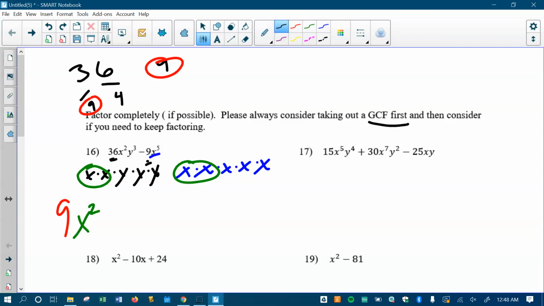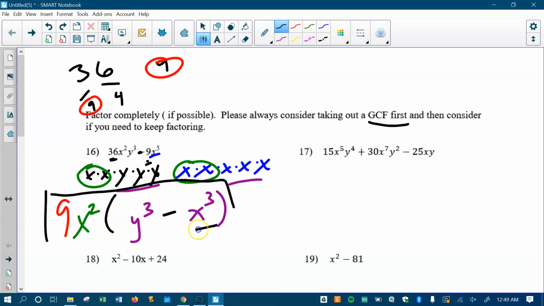Now, what's left inside? Well, what's left inside are these 3 y's, this minus sign, and then it looks like these 3 x's. And that's it. It's colorful, but that's your answer for 16.